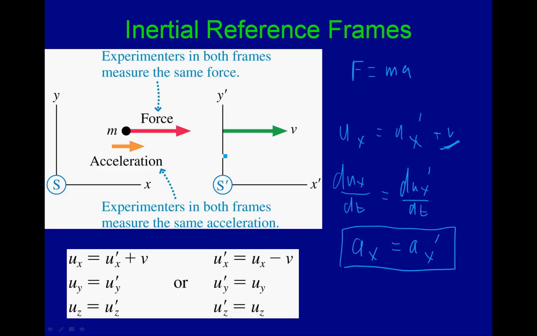If there were some people here moving with this frame, or some person standing still, they would see some force acting on this object, and they would see it having some acceleration. They could both use F equals ma, and they'd get the right answer. That's what it means that F equals ma works in both frames. It's because these two accelerations have to be the same. This common velocity does not affect the acceleration. It would, however, if one of the frames were moving with an acceleration. That's why this only works for inertial reference frames.